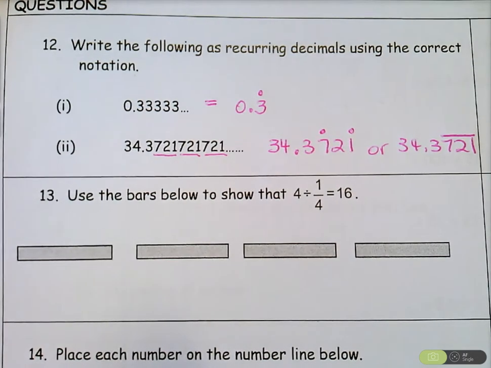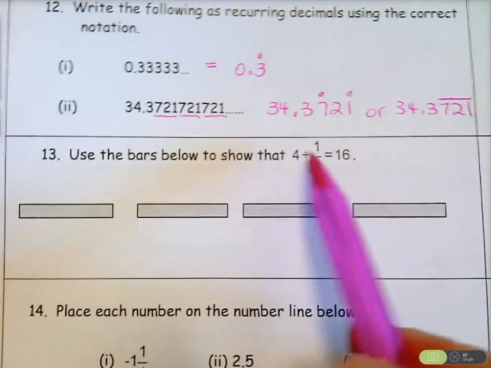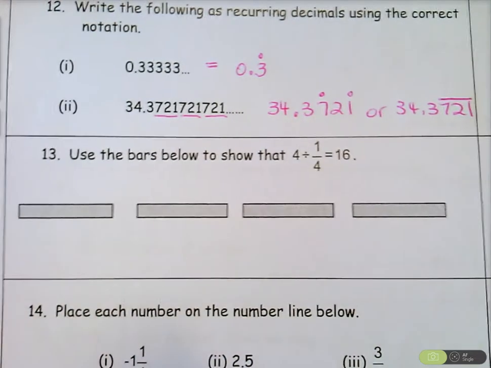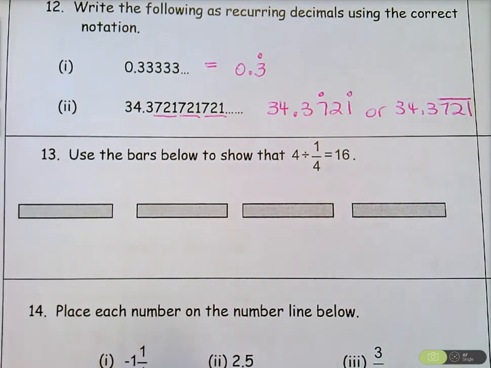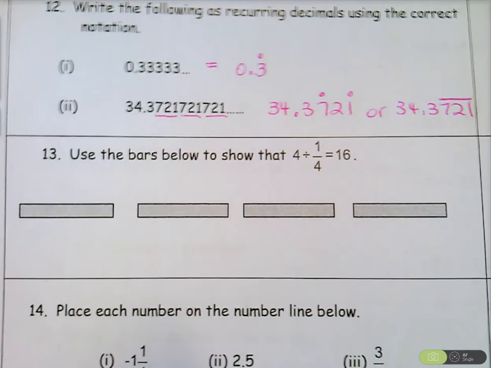Girls, you don't put it over the 3. About this question, if I said to you 10 divided by 2, you'd tell me 5. That's how many 2's go into 10. 4 divided by a quarter: how many quarters go into 4 wholes?